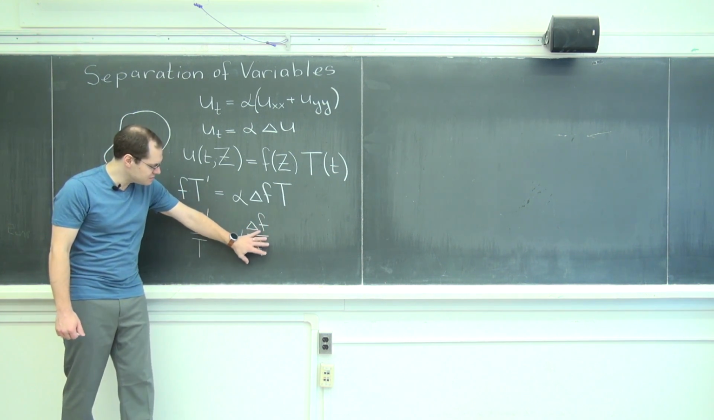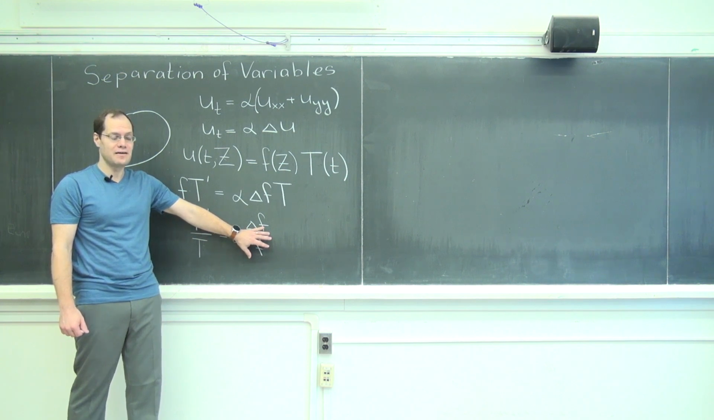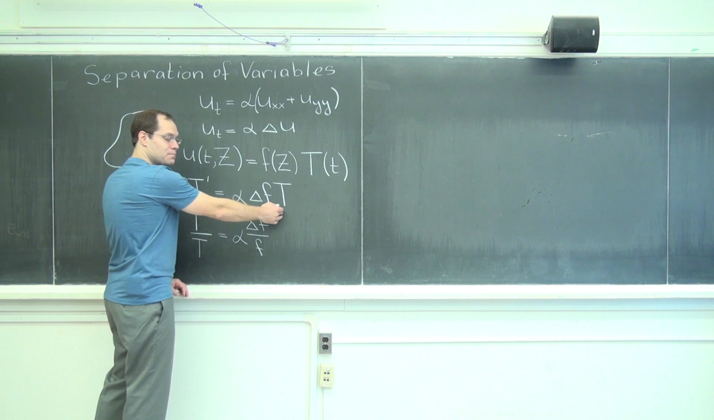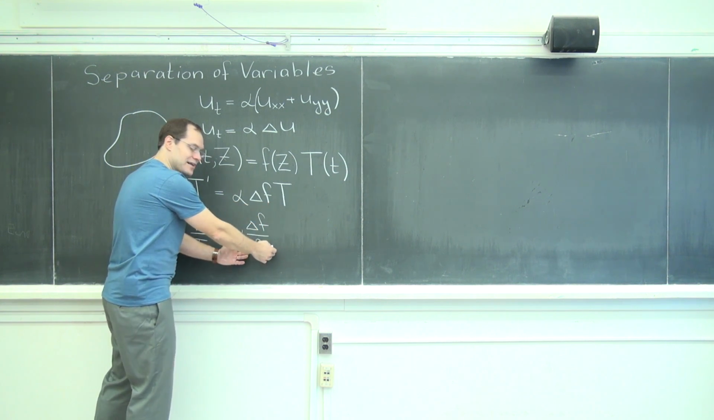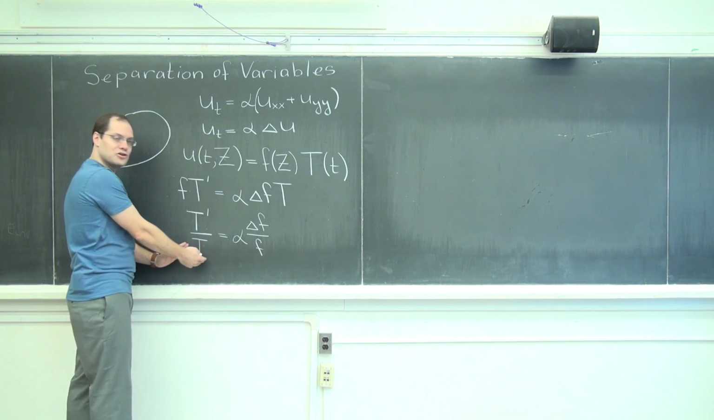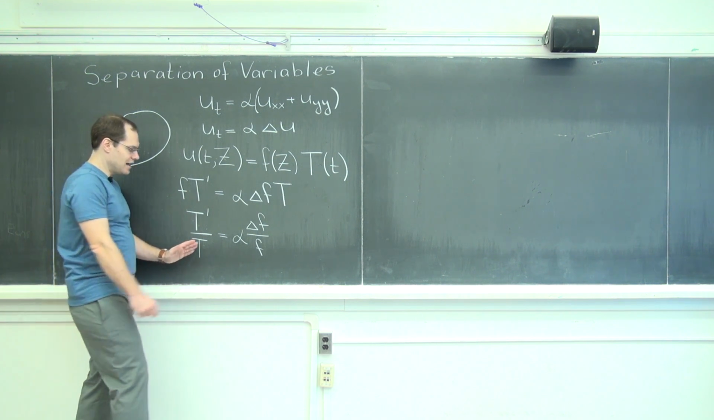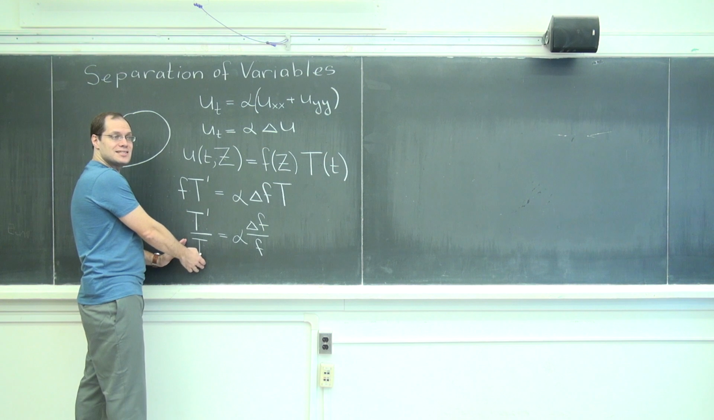Because if this ratio depends on x and y, then how could the left-hand side keep up? You would go to a different point in space. This value will become different. Well, how could this value catch up if it doesn't depend on x and y? And this cannot possibly depend on t.